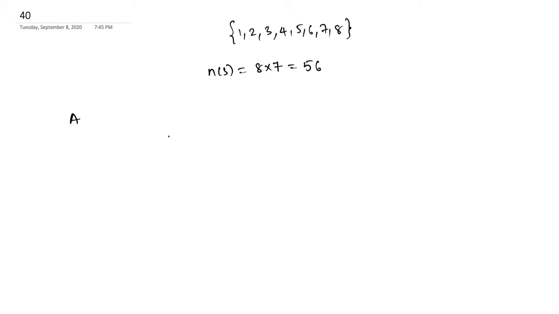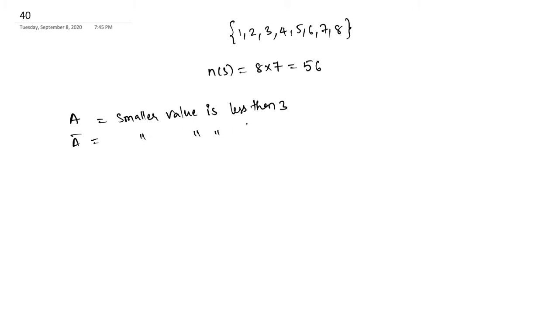Smaller value of 2 is less than 3. That means smaller is either 1 or 2, and one other number can be anything. Okay, that's the question: smaller value is less than 3. Now A bar, we will do it by the complementary.